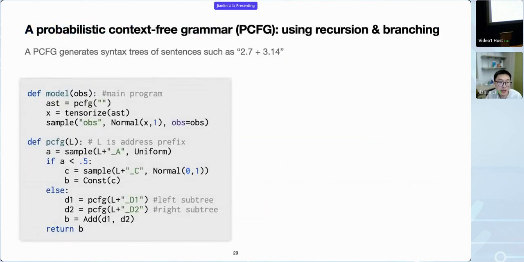The real challenge in guaranteeing AC is posed by general recursion and stochastic branching. Here is a probabilistic context-free grammar written in a parallel PPL. It defines a probabilistic context-free language of arithmetic expressions such as 2.7 plus 3.14. The first argument of sample is an address string that denotes the name of the sample site. The PCFG function samples a syntax tree. Half the time it samples a leaf node of the syntax tree. Other times it recursively generates two subtrees.